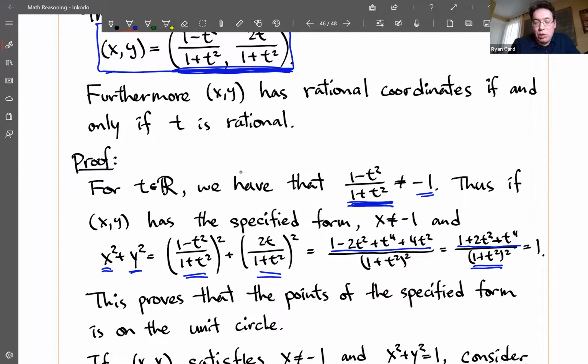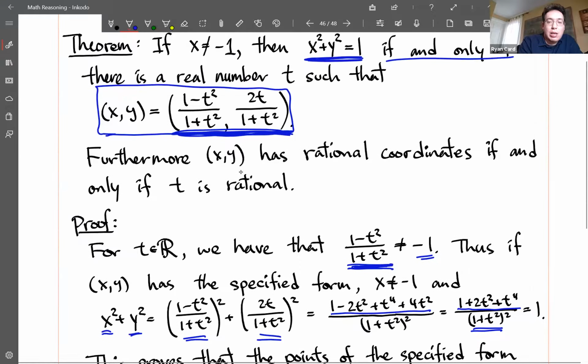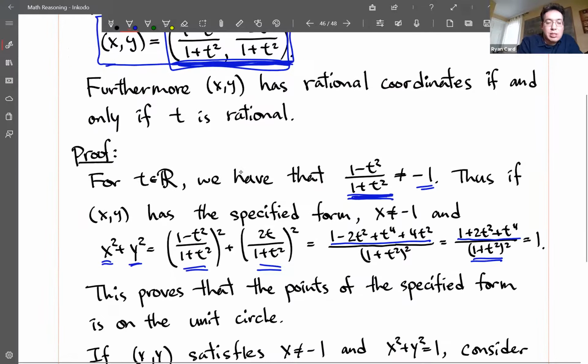So what did we just show? We showed that if x and y have this particular form, then they satisfy the equation x squared plus y squared equals 1. So that's one direction. This proves that a point of the specified form is on the unit circle.